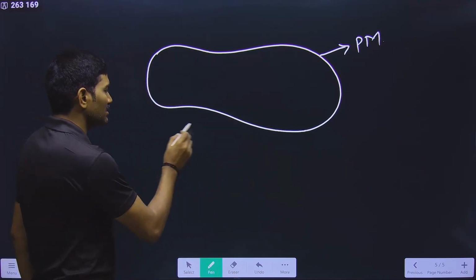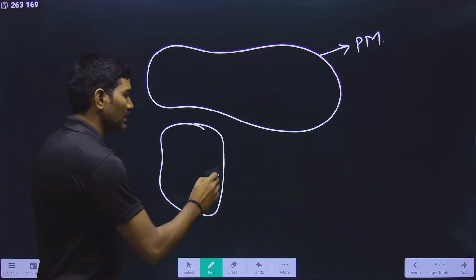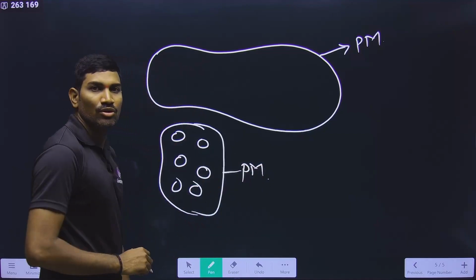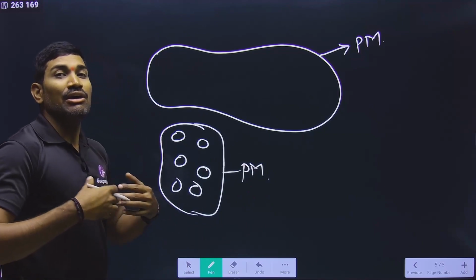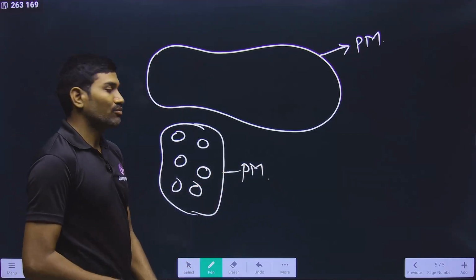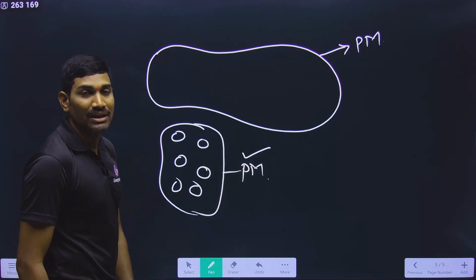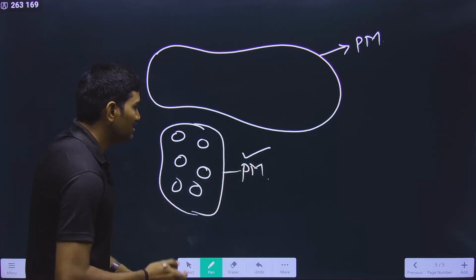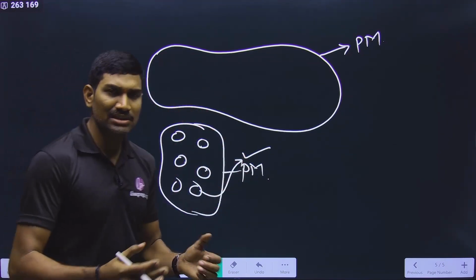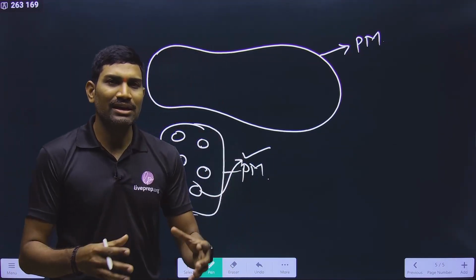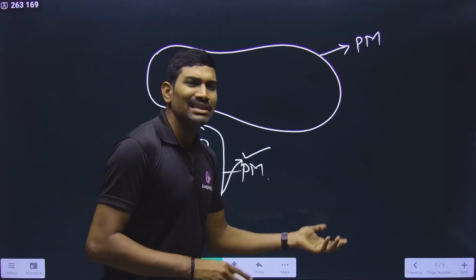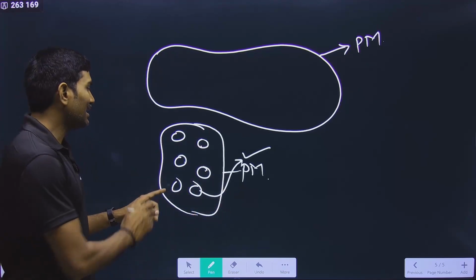Suppose you are taking some other animal cells, then what happens? Plasma membrane is present and other membrane bound organelles are also present. Yes or no? So suppose I am a scientist and I want to isolate this particular membrane. Whenever I try to isolate the plasma membrane, there is a chance that the membranes of the organelles also come along with the plasma membrane. You cannot get the exact composition, and you may get some misleading results. This is the problem with other cells.